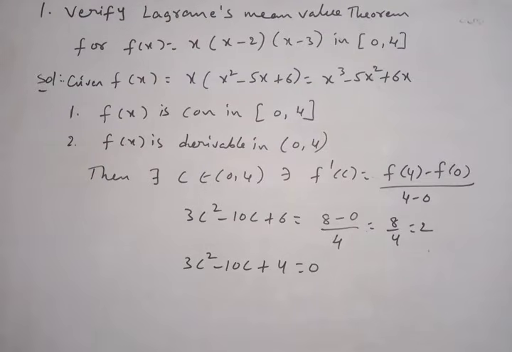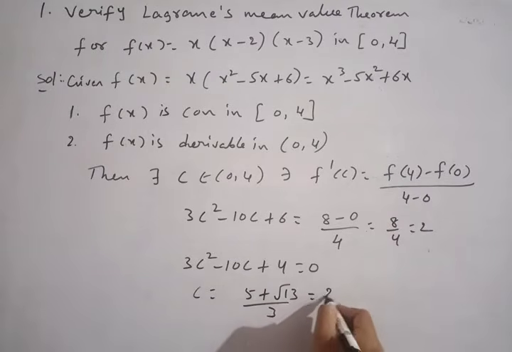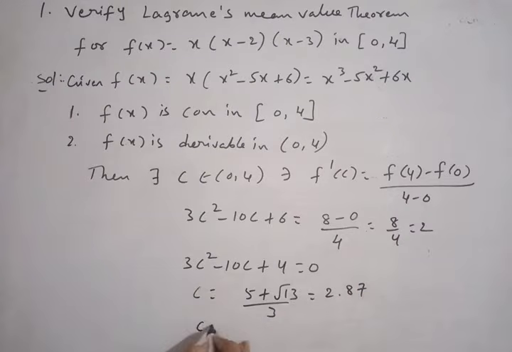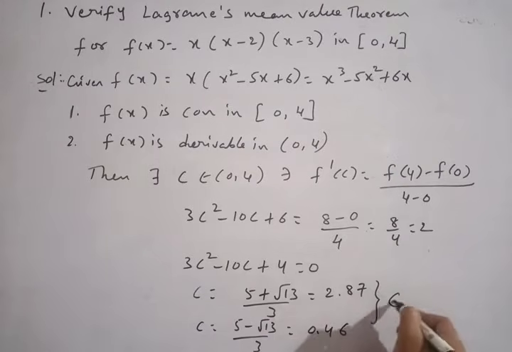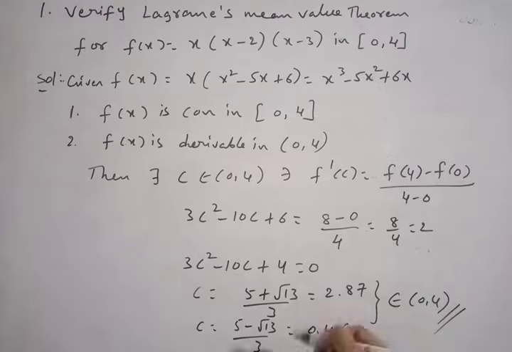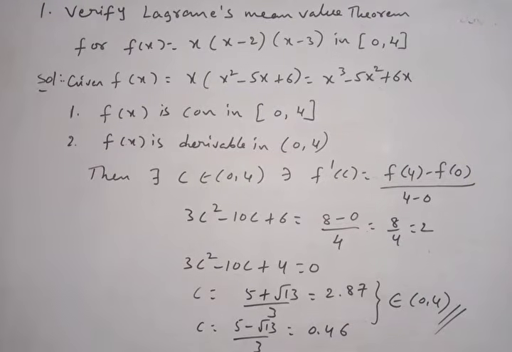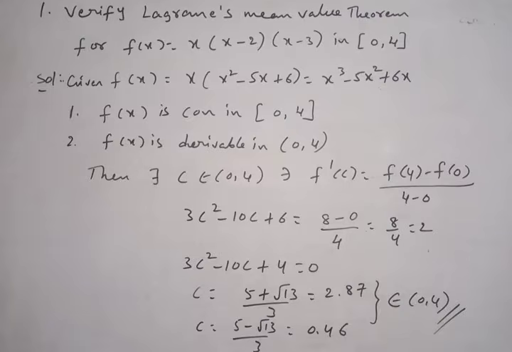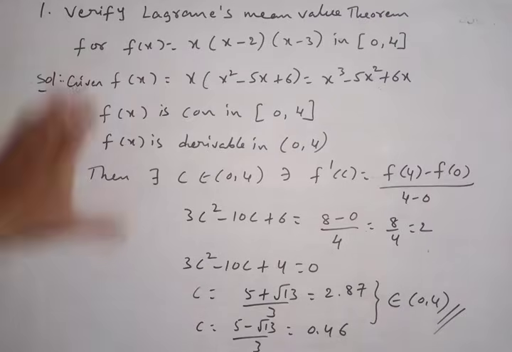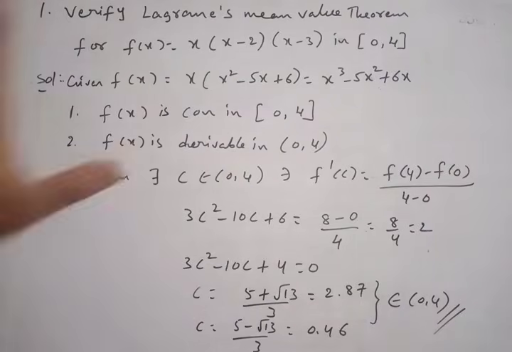Using the calculator, I got c = (5 + √13)/3 as one value, approximately 2.87, and c = (5 - √13)/3, approximately 0.46. Both values belong to (0, 4). Hence the theorem is verified. Like this you need to solve Lagrange's mean value theorem, not Rolle's theorem. Okay, next problem.